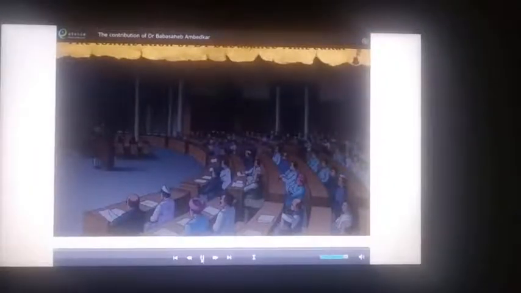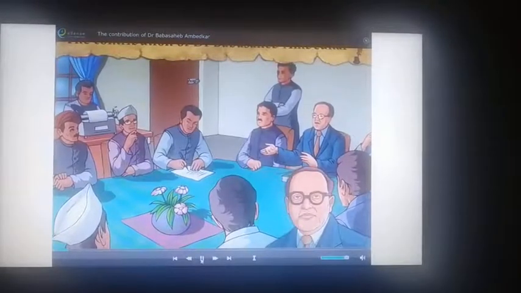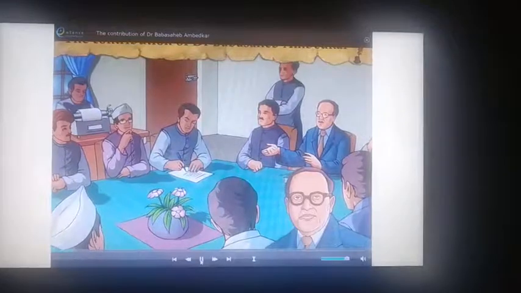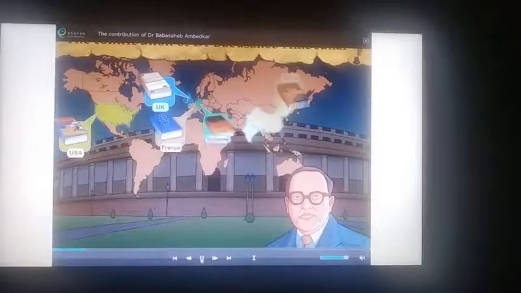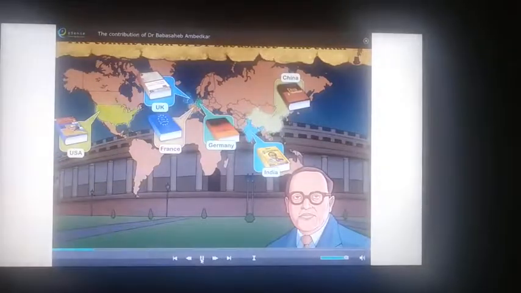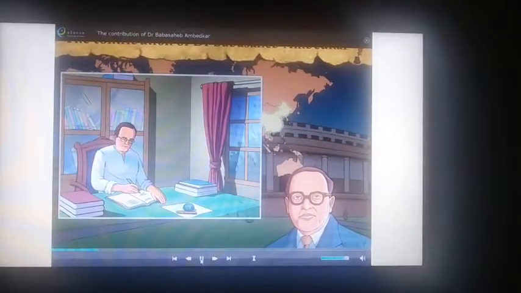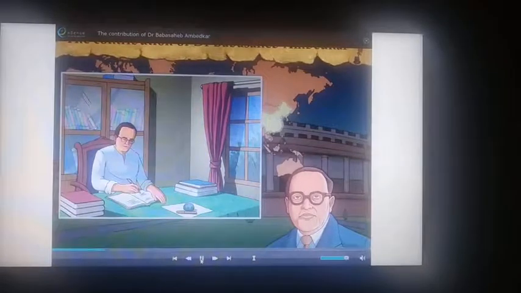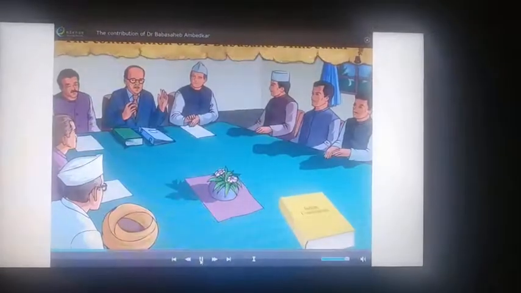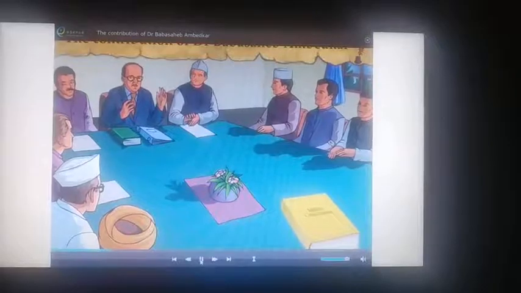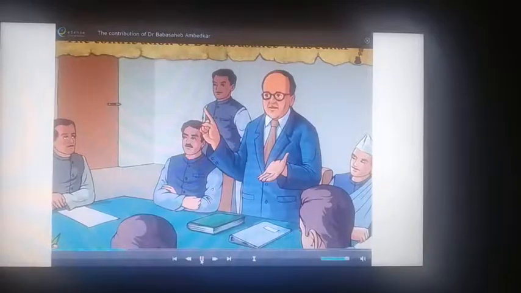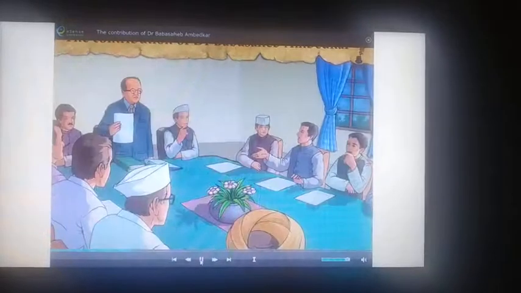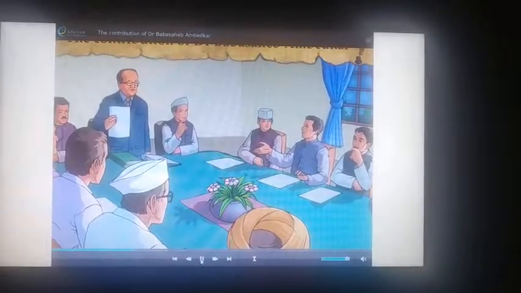The contribution of Dr. Baba Saheb Ambedkar. Dr. Baba Saheb Ambedkar was the chairman of the drafting committee. He had studied in depth the constitutions of different countries of the world. He studied and contemplated day and night to draft our constitution. The draft constitution prepared by him was presented to the Constituent Assembly. It was discussed article by article. Many amendments were suggested by different members.